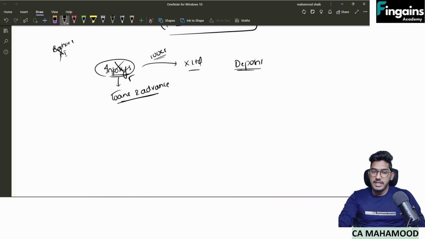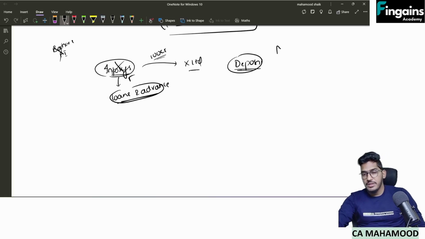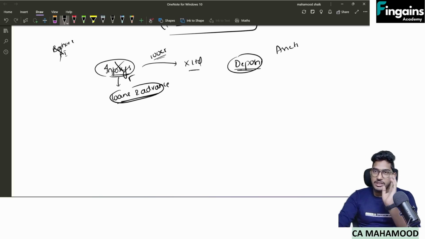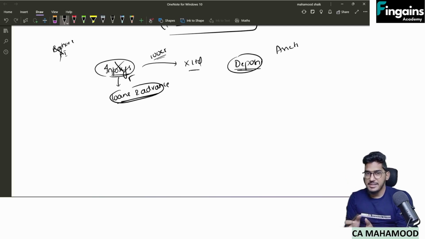See, both loans and advances and deposits will come under the asset side of the balance sheet only. It will not have any impact on the balance sheet. Either you show it as a loan and advance or as a deposit, both will come under the assets category only. Your balance sheet will tally. There will be no impact on the balance sheet.